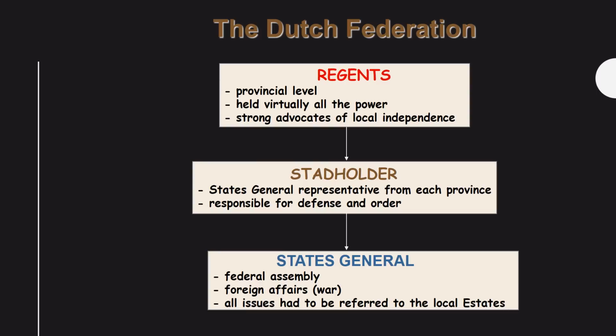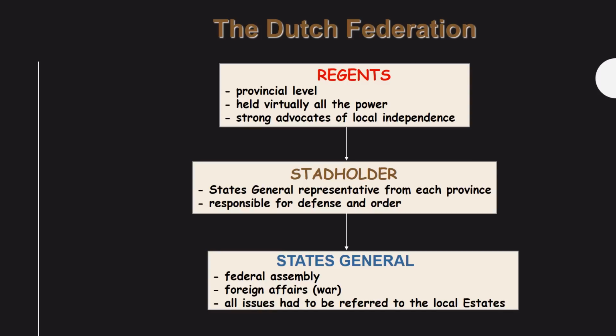And the listings for how political power and stuff like that is monitored throughout this time is given for you here. You have regions who have provincial level control here. All the power is held by them. And of course, they are really going to be focusing on local independence, once again, from the Habsburg dynasty here. And then you have your stadholders there with your States General. Once again, that's kind of like your Congress there.